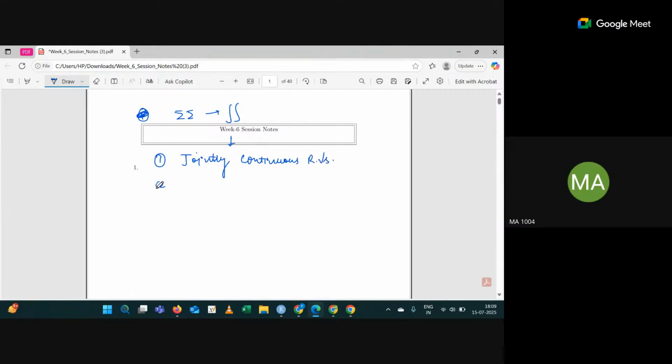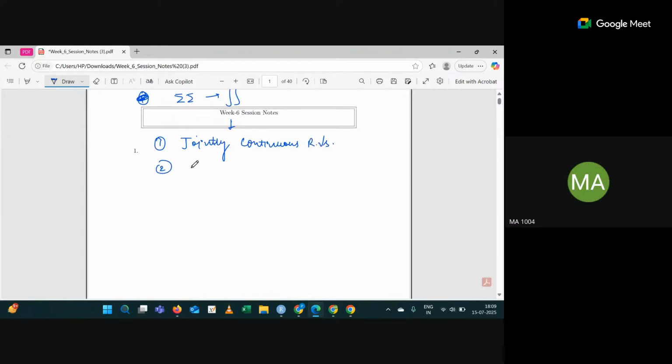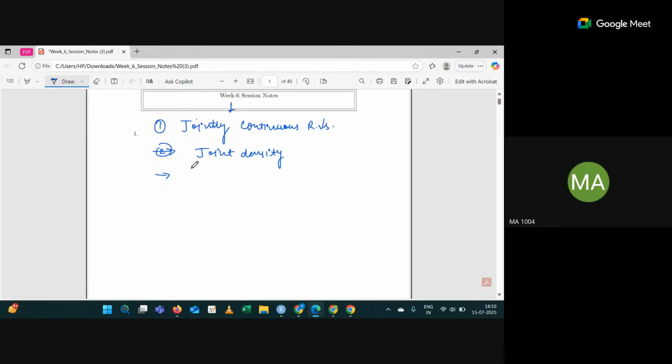Okay, and then second thing is we will start from here, and then we will see what is joint density. So in case of discrete, we have seen joint PMF, right? Can you recall? Yes. And here we will start what is the 2D uniform distribution as well.